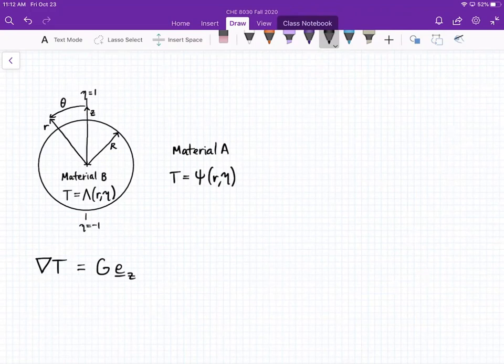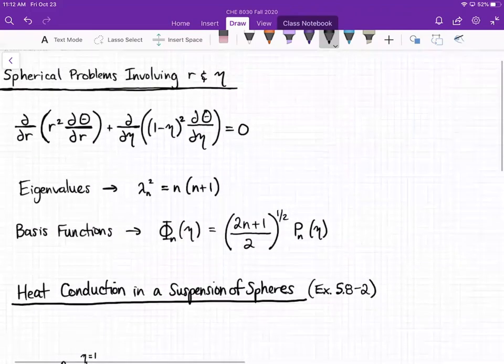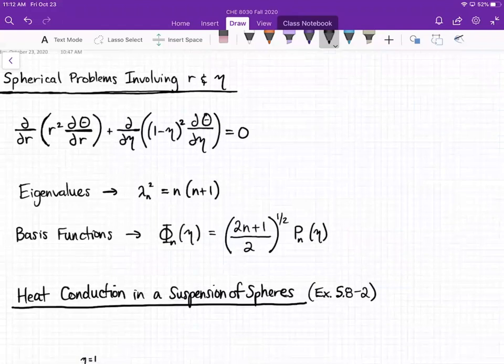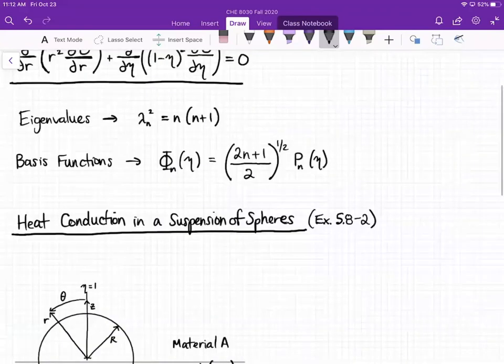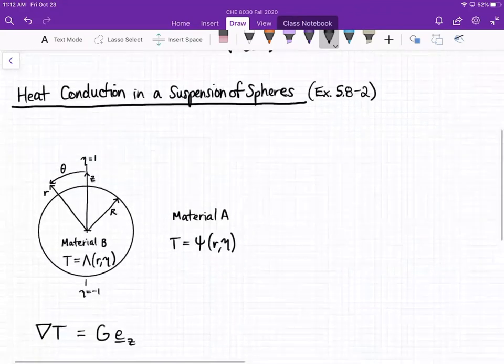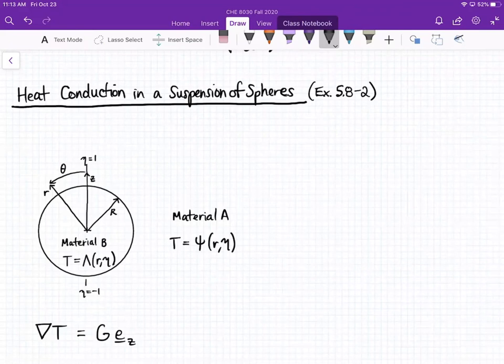For this particular problem, I am solving in terms of r and eta. So I need to convert that temperature gradient that I'm given into the coordinate that I care about. Eta, the variable eta, is taken care of with the basis function. And so what I'm really looking for here is some measure of how the temperature changes with r.